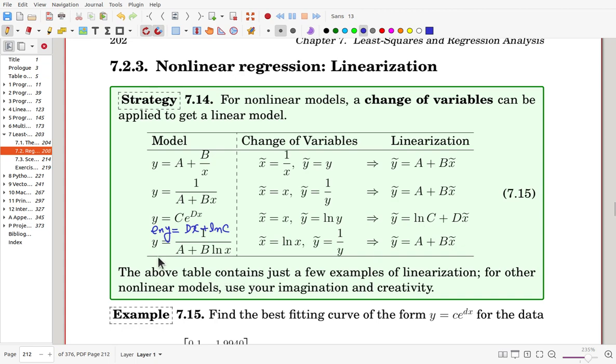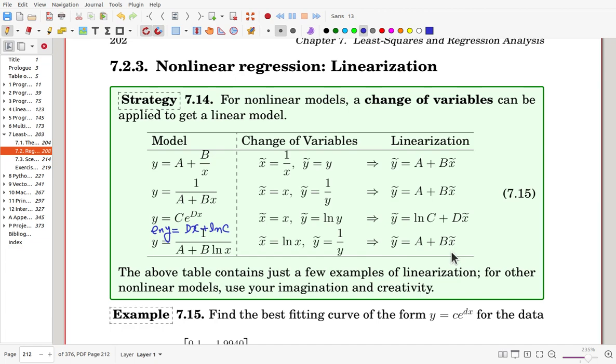Now here, consider this model. Then we introduce 1 over y to be y tilde. Then it becomes the numerator. And for logarithm x, we introduce x tilde. Then it will become again a linear model.